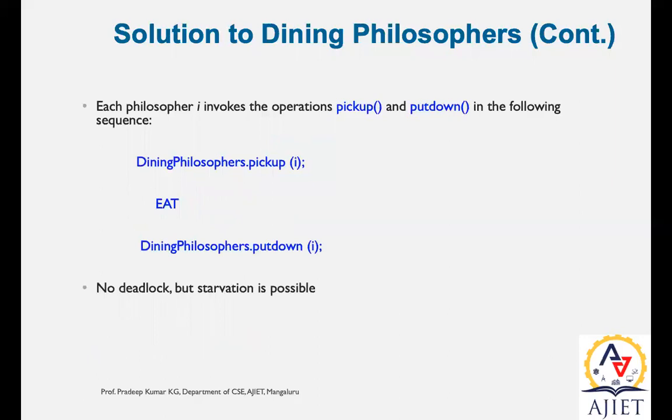And we can give another solution, where each philosopher invokes the operations pickup and putdown in the following sequence: initially pick up, then eat, then put down. Pick up, eat, put down. Here, no deadlock will occur, but starvation may be possible, because whenever a particular process enters pickup, it automatically moves to the next stage, eat, and only then moves to the putdown stage. For these three stages, the other processes are supposed to wait. So there is starvation. There is no deadlock, but there is starvation.